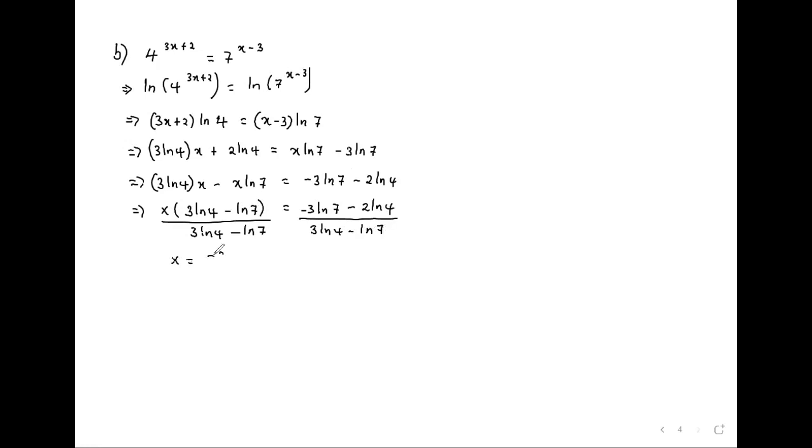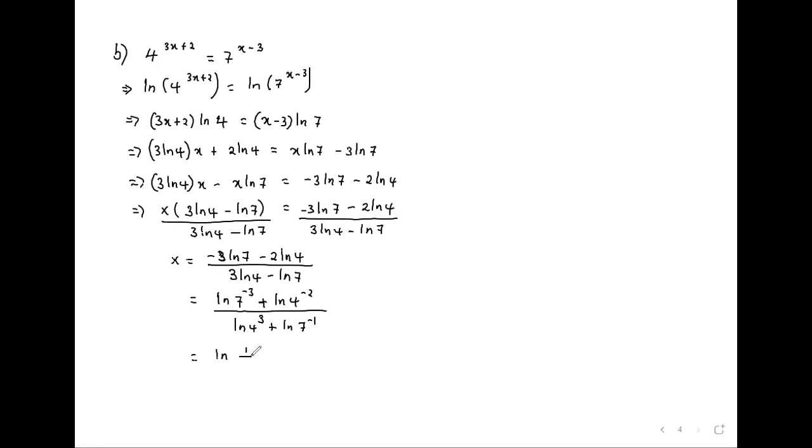X is going to be negative 3 ln 7 minus 2 ln 4 over 3 ln 4 minus ln 7. So this is a value of x, which again, if you want, you can take back the negative 3 there and take back the negative 2 there and divide by ln 4 to the power 3 plus ln 7 to the power negative 1. So I'm doing that because I want to have them as products.